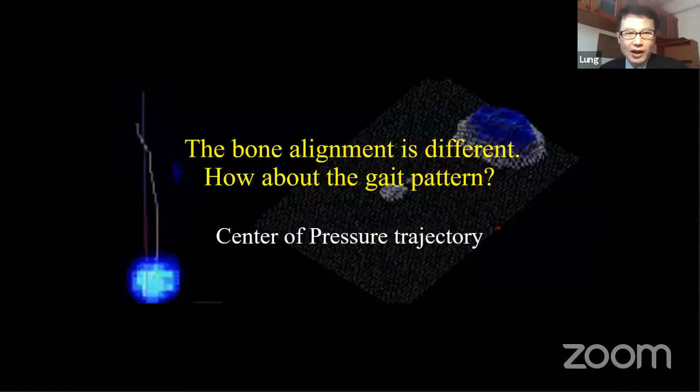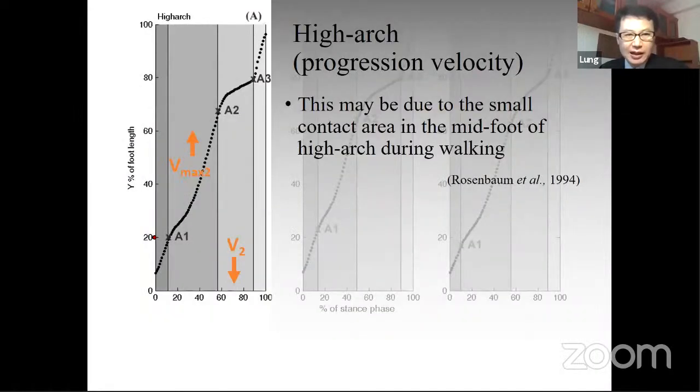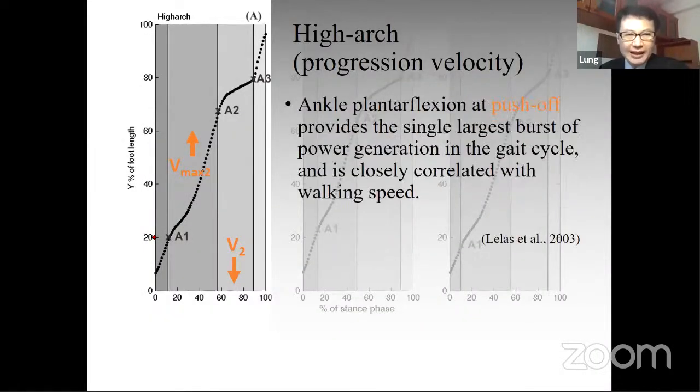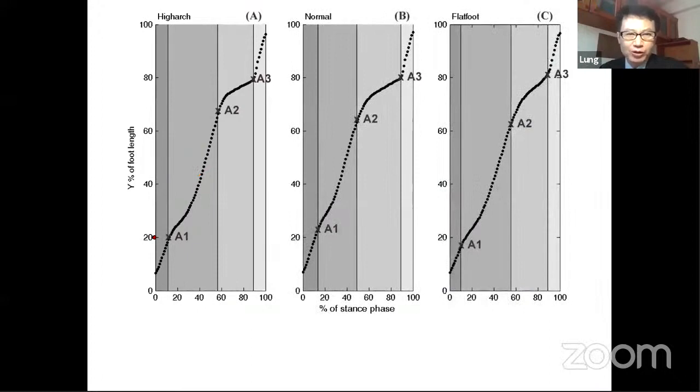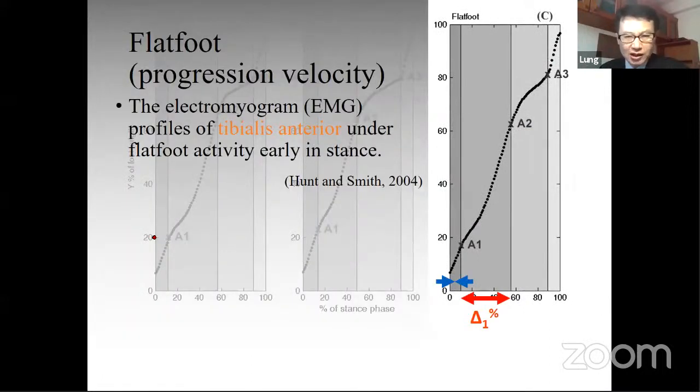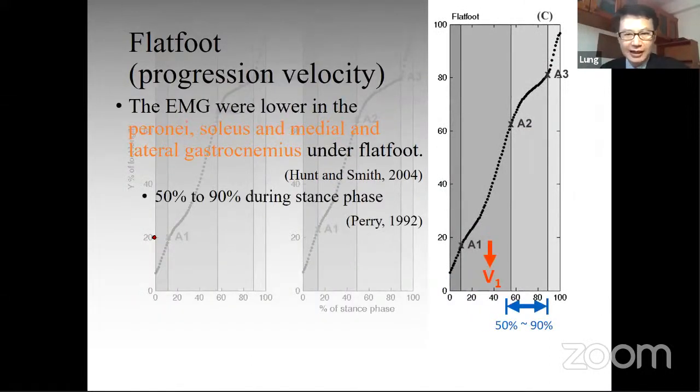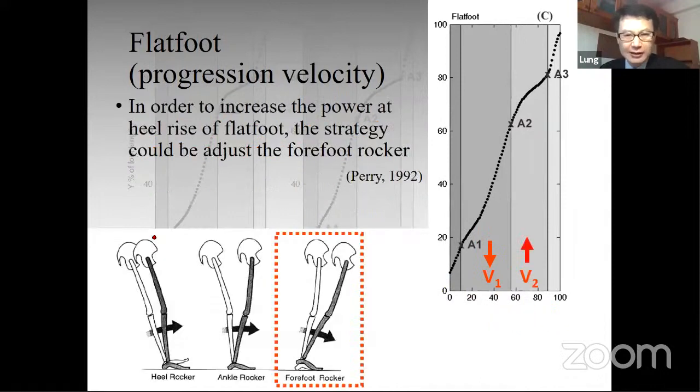And the second one is about the bone alignment. Because we get the center of pressure, we will know the duration is totally different. For example, you can see that one is shorter, that one is wider, and how they are different. So we use previous references to support our finding.